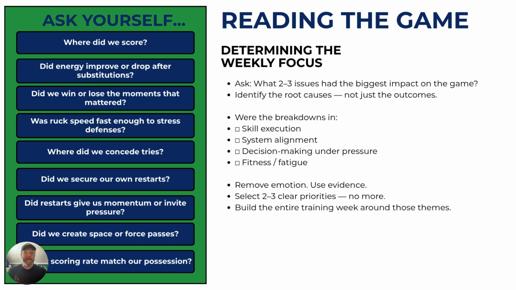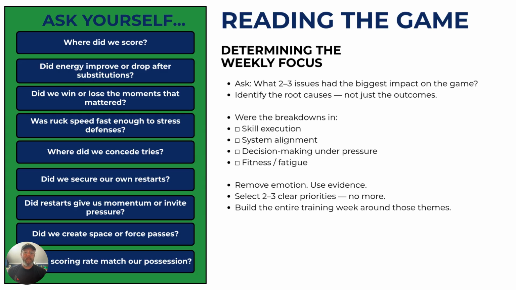Now we want to break down and ask ourselves a few questions. We want to read the game and read what is in front of us, right? So what we want to do is highlight about 2 or 3 issues that had the biggest impact on the game, and then identify the root causes and not just the outcomes, right? So for instance, to me it falls in 3 buckets.